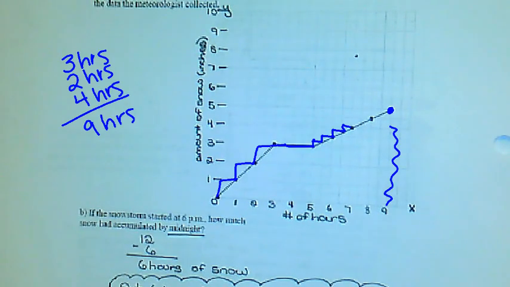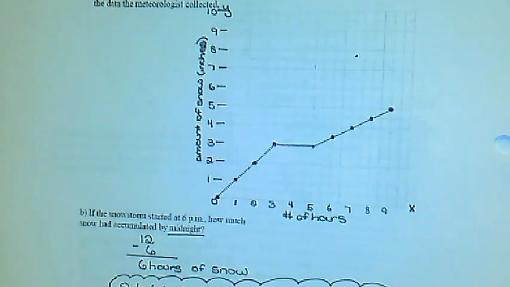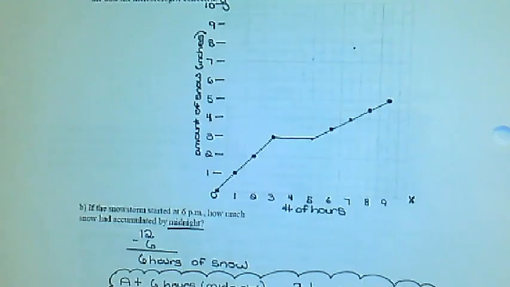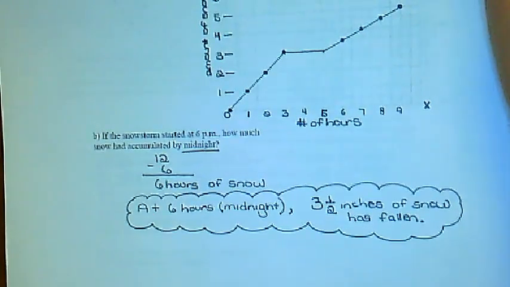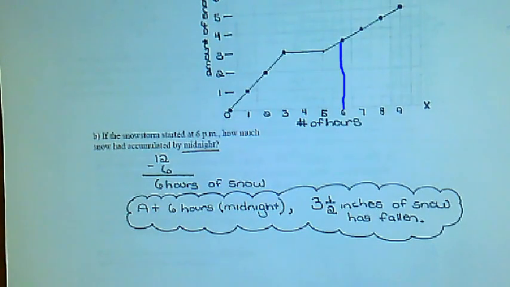So then we have to answer a question. If the snow started at 6 p.m., how much snow was accumulated by midnight? Literally you just do a little bit of subtraction, and then you go to the 6-hour mark, and that is at 3.5. Easy as that.